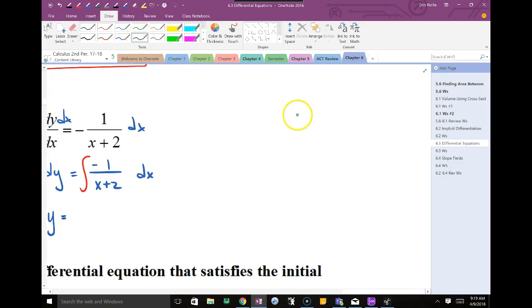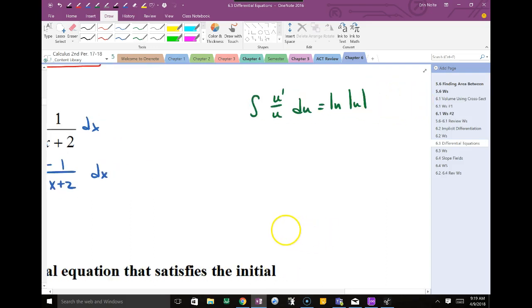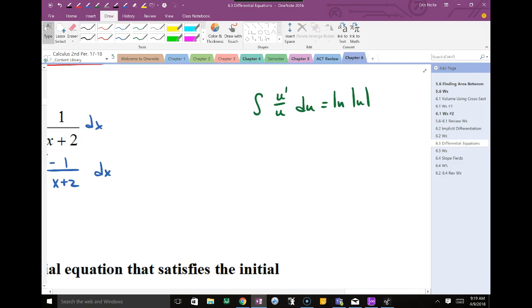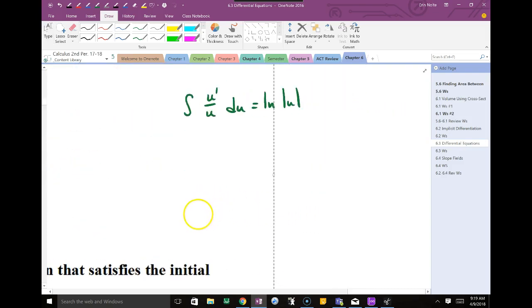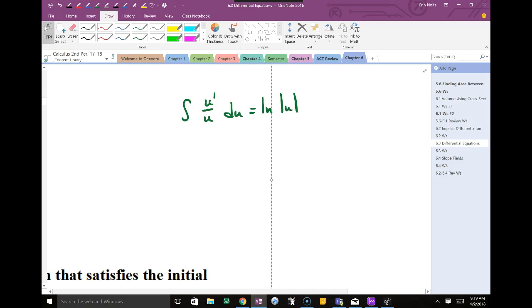Okay, so if we have, let's call it the integral of u prime over u du equals the natural log of the absolute value of u. So that equals the natural log of x plus 2.